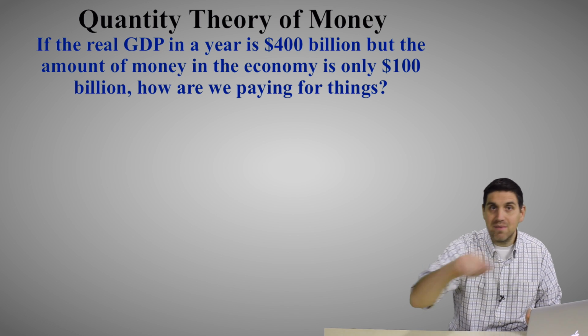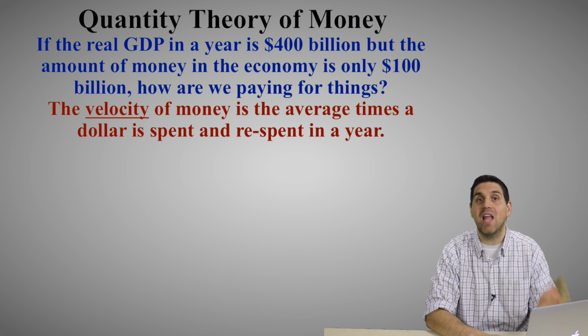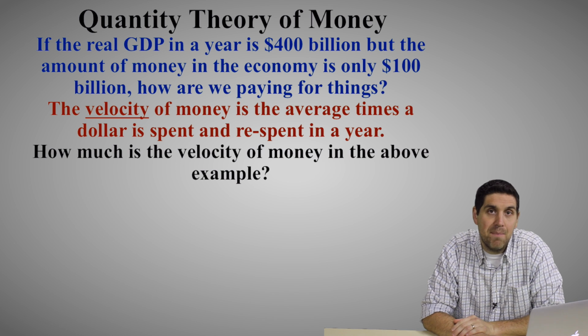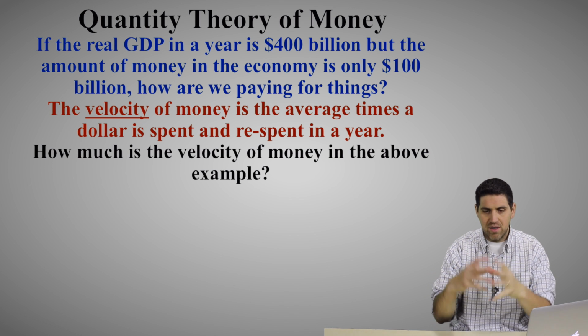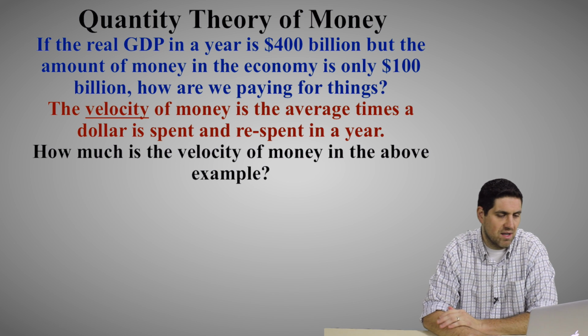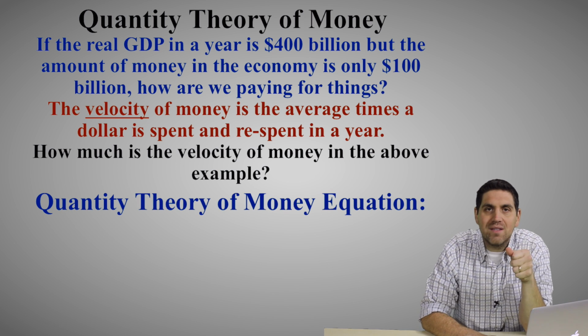So the number of times that money gets spent and respent is called the velocity of money, right? So that being said, how much is the velocity of money in this example? Well, it's 4. If we have 100 dollars and there's 400 total dollars of spending being done, the velocity of money is 4. This leads us to the quantity theory of money.